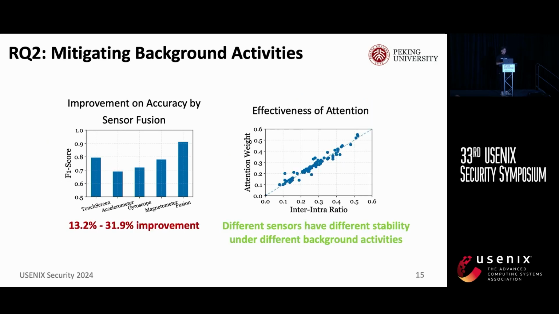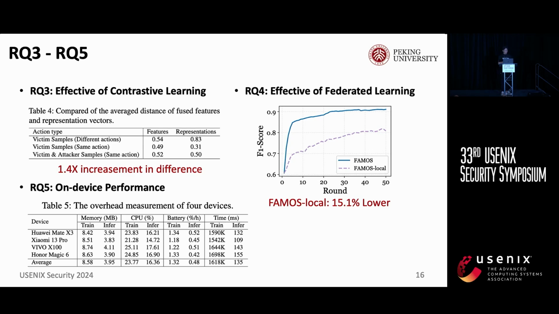And second is how FAMOS mitigates the background activities. First, we investigate the improvement in accuracy by sensor fusion. We can see that we can get up to 31.9% improvement by sensor fusion compared to using a single sensor to authenticate users. And second, we investigate the effectiveness of attention. We can see that different sensors have different stability and different background activities. Using our attention mechanism, we can give a suitable attention weight to different sensors and their different background activities. And in RQ3, we can see that compared to the average distance of fused features, our representation by the contrastive learning can obtain a 1.4 times increase in the difference between samples.